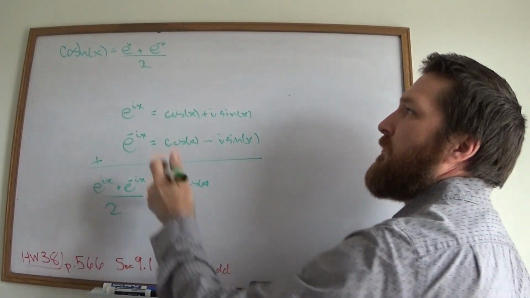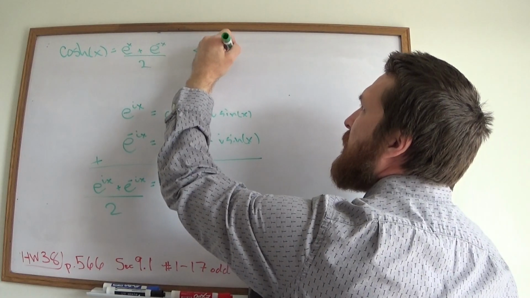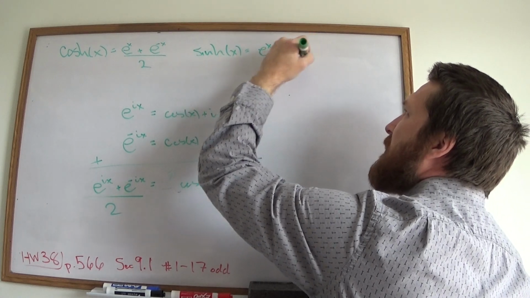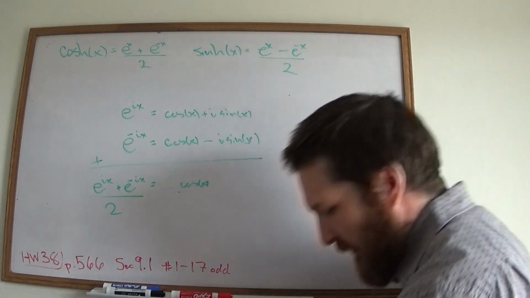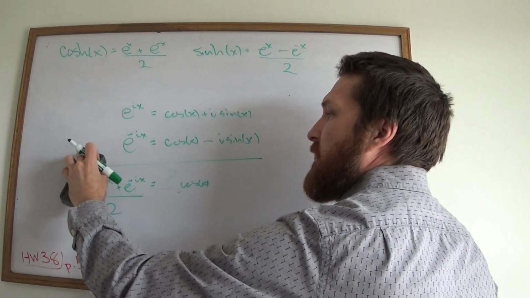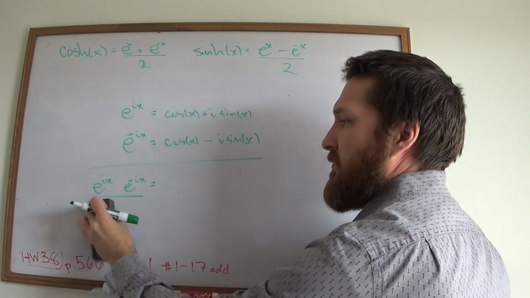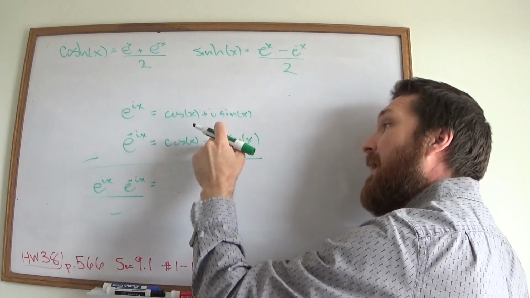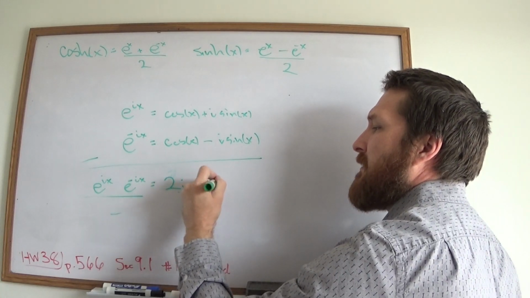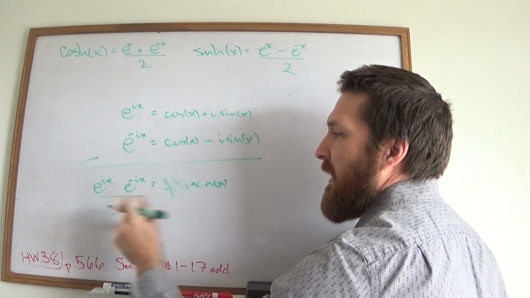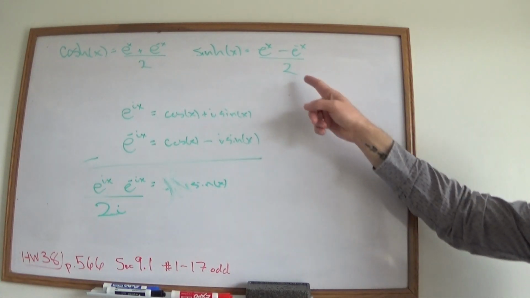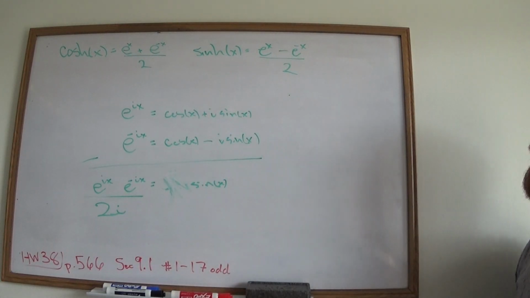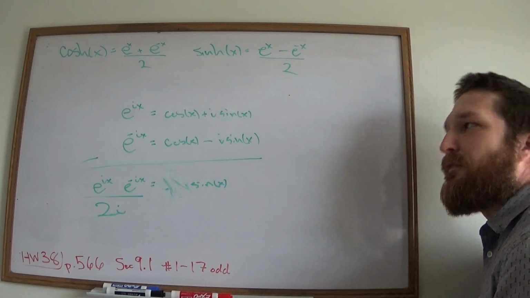Sinh we get the same way. We say sinh is e to the x minus e to the minus x all over 2, which is what we get if we subtract these instead of adding. The cosines are gone. We have i sine x minus (negative i sine x), which is 2i sine x. Divide through by the 2i, and so then it's off by an i. But this isn't the only reason why they're called the hyperbolic trig functions.